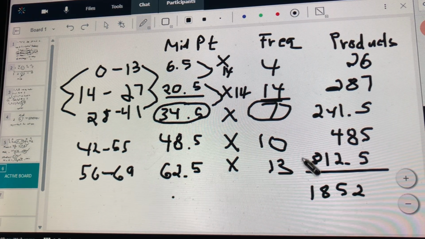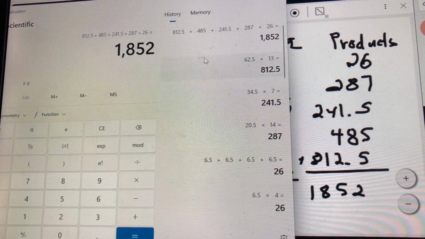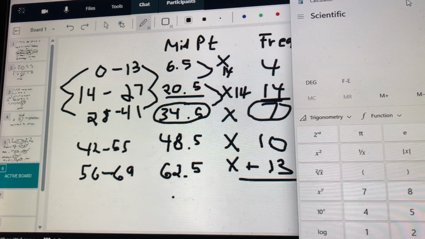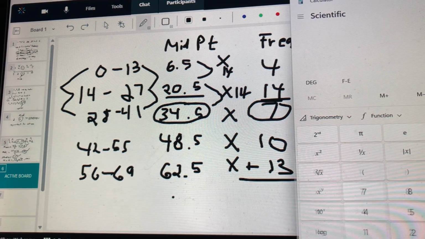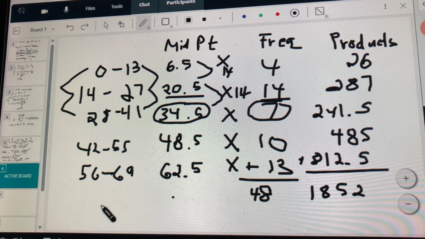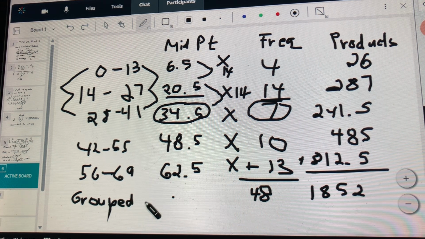Then if you add up the frequencies, that's how many people there are. So this is how we're doing the average in chunks rather than individually. If we add 4 people in that age group, and then 14, and then 7, and then 10, and then 13, there's 48 people in this sample. If I knew all 48 people's actual ages and added them up and divided by 48, that's how I would get the real average. This is for grouped data. When the data is grouped together, there's no way to get the real average, but this will always be pretty close to it. This is a grouped average.